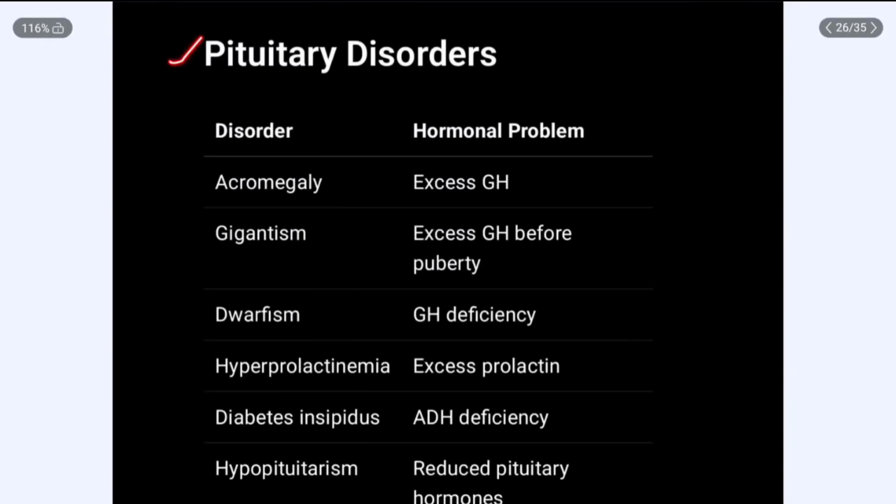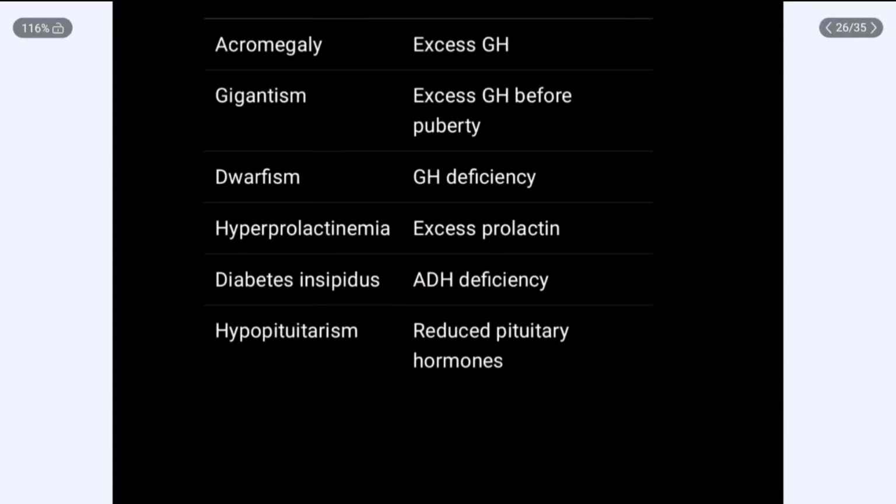Now let's see the pituitary disorders. Number 1 is acromegaly. It occurs due to excess growth hormone secretion. We have seen that. Gigantism: excess growth hormone in children. Dwarfism: growth hormone deficiency. Hyperprolactinemia: excess prolactin secretion. Diabetes insipidus, which is caused due to ADH deficiency. Hypopituitarism, due to reduced secretion of pituitary hormones.